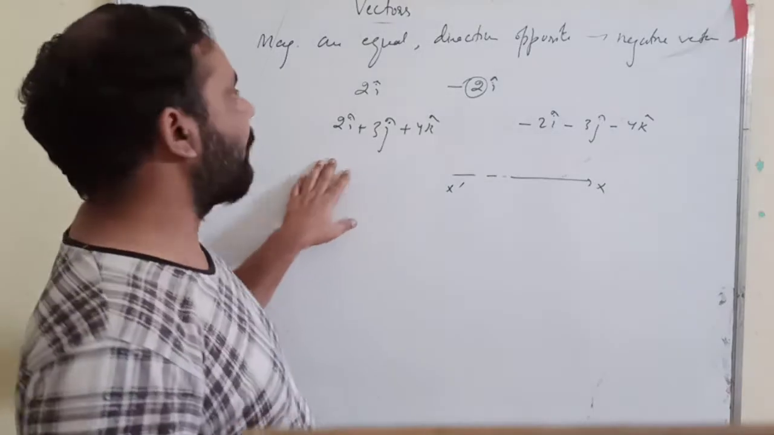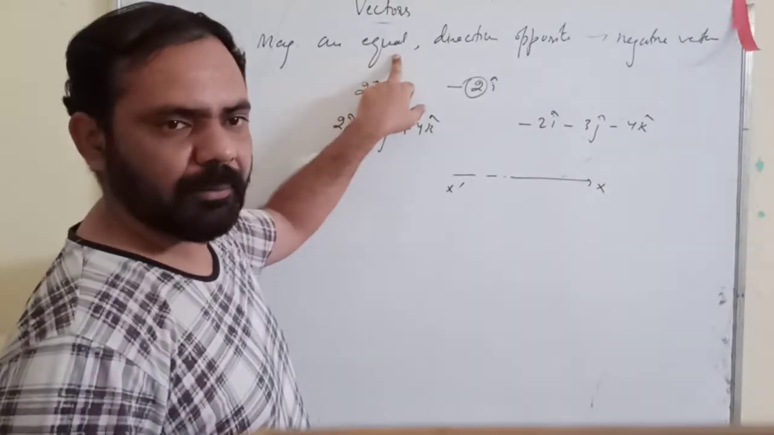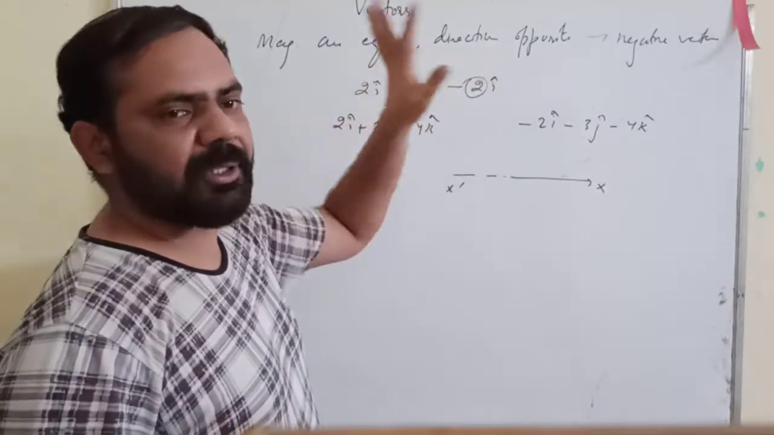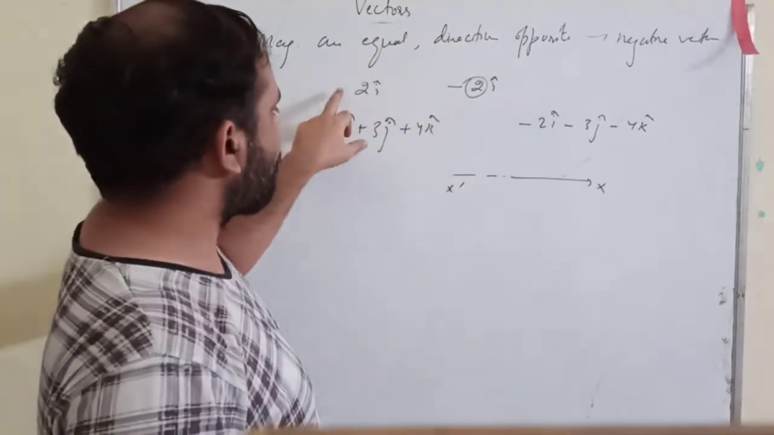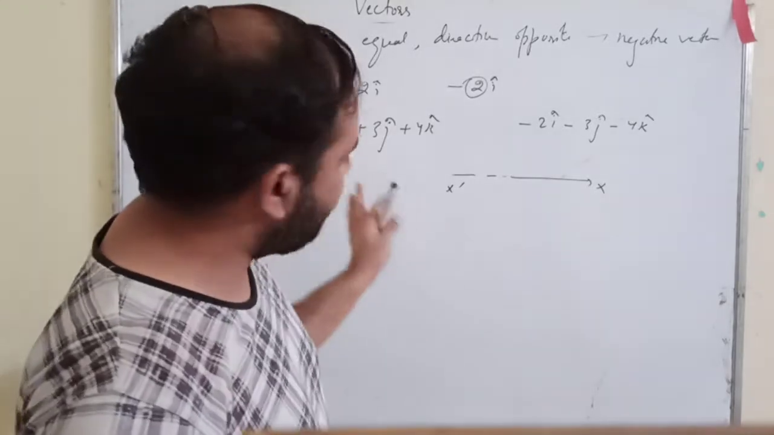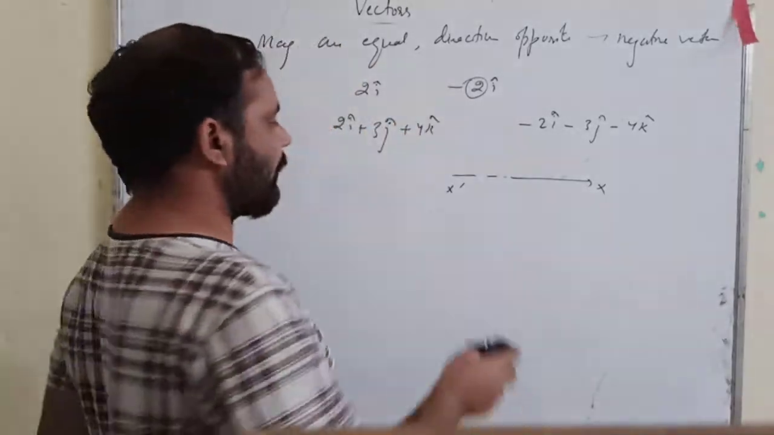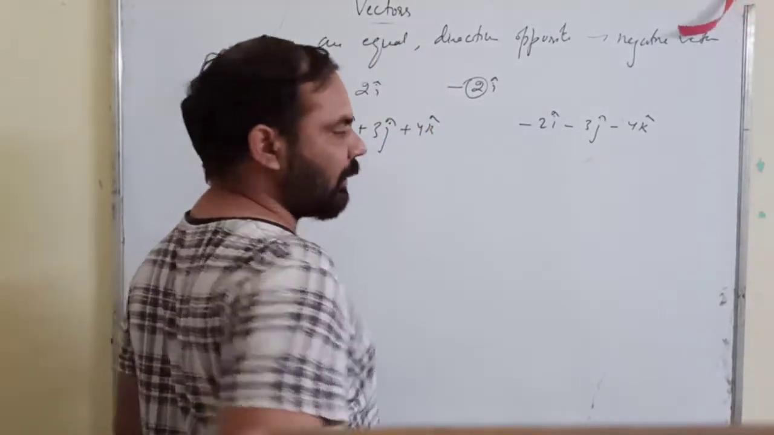Negative of a vector simply means that the magnitude should be equal, and direction should be just opposite. Direction must be just opposite. Suppose you have this, for example, let us take this previous one, first example.